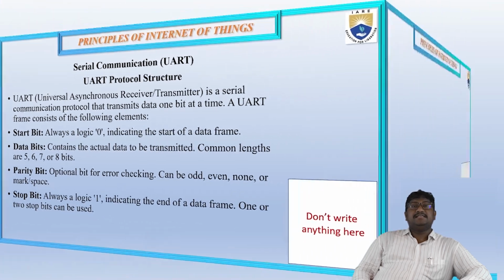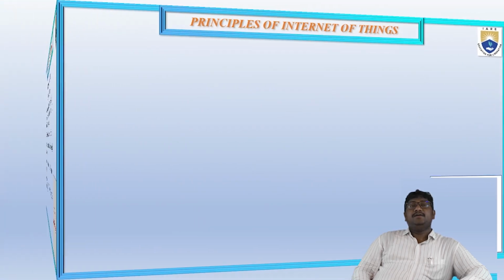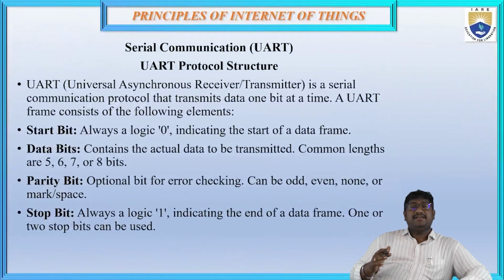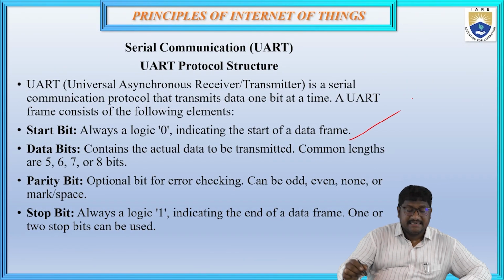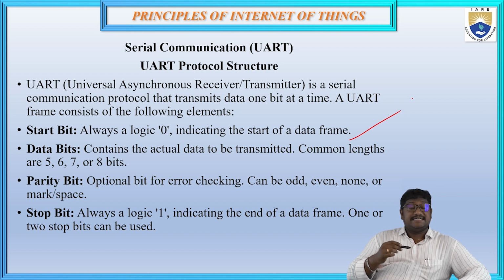These are the different things which it consists of. Start bit, which always has logic 0, which indicates the start of a data frame. Data bits, which contain the actual data which has to be transferred. The common length is going to be 5, 6, 7, or 8 bits. This was the common length for data bits. Data bits are the things which have the actual data which should be transferred.